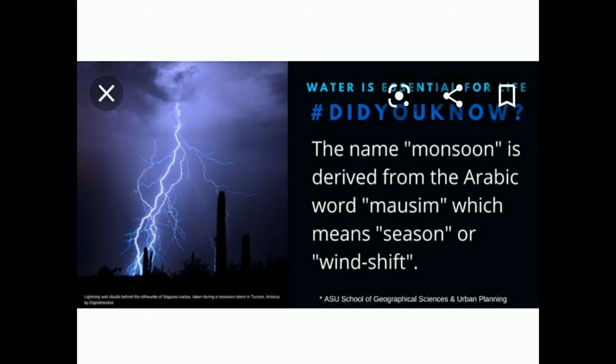And the next one is seasonal winds. In our country we can see a monsoon type of climate, and the winds which blow here are called monsoon winds.